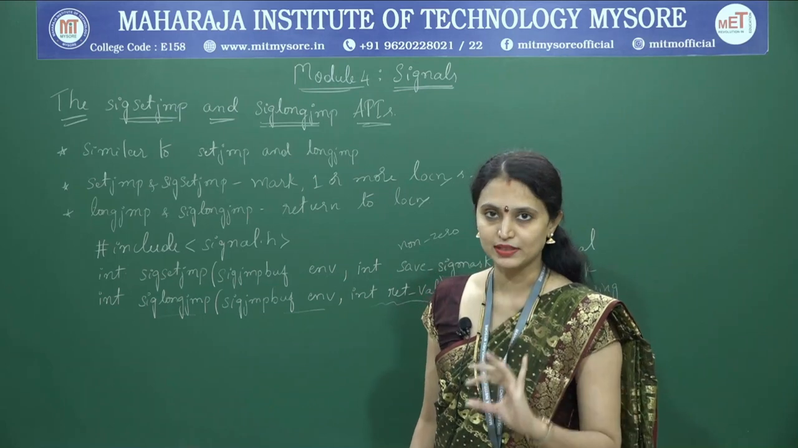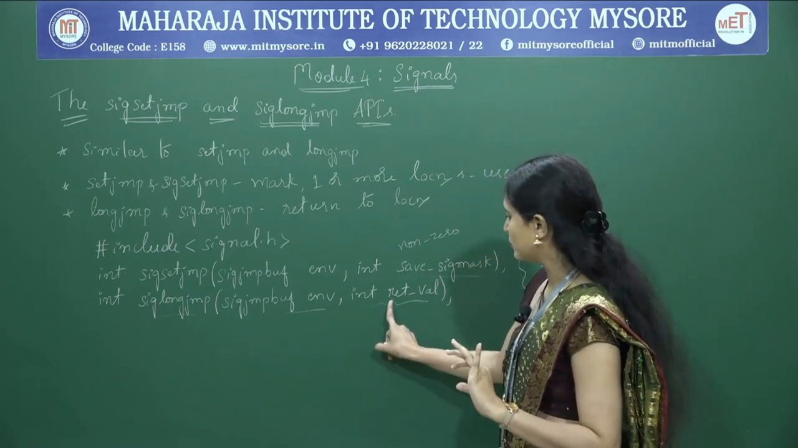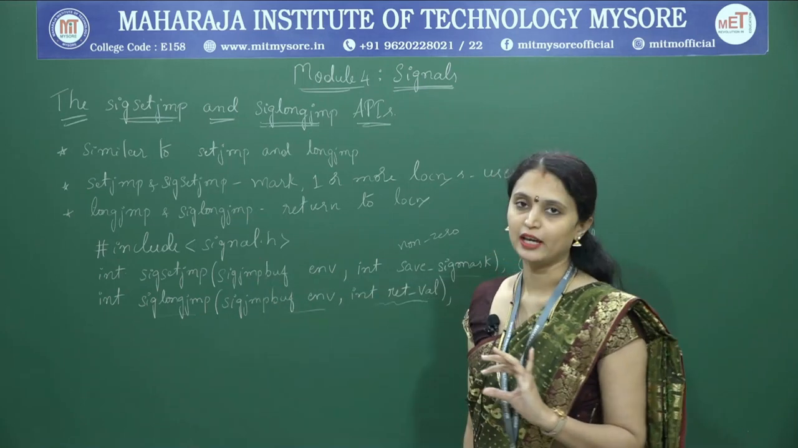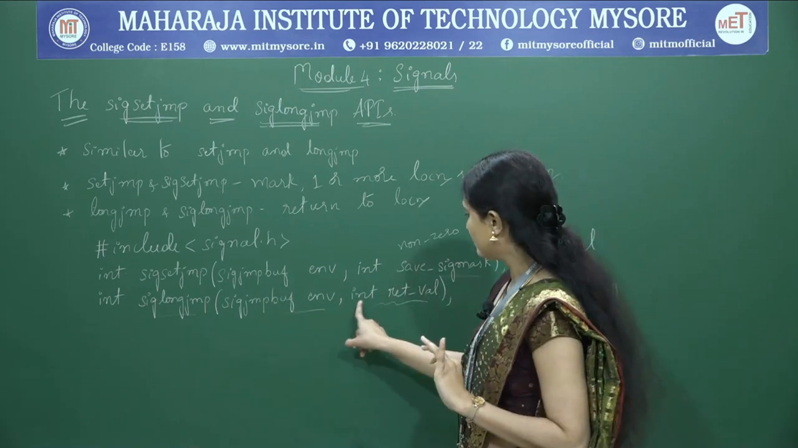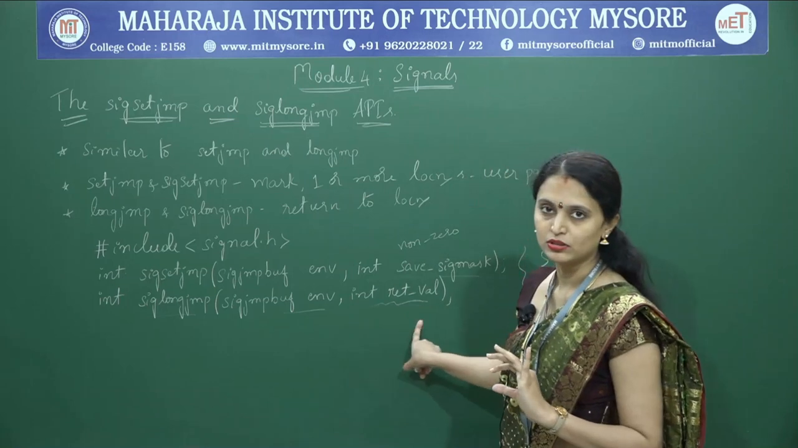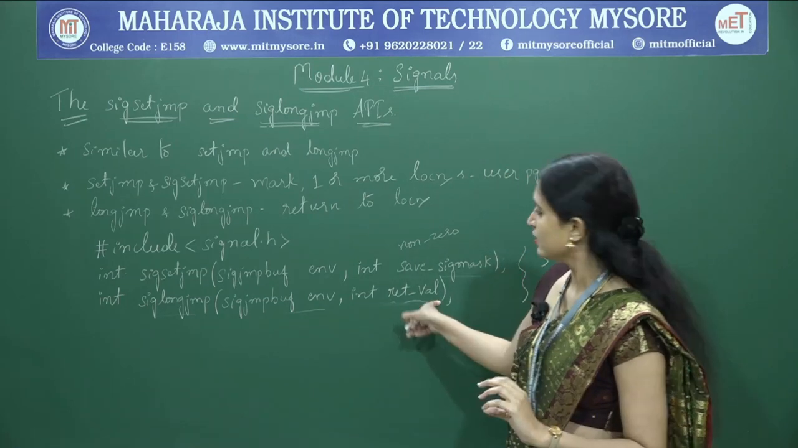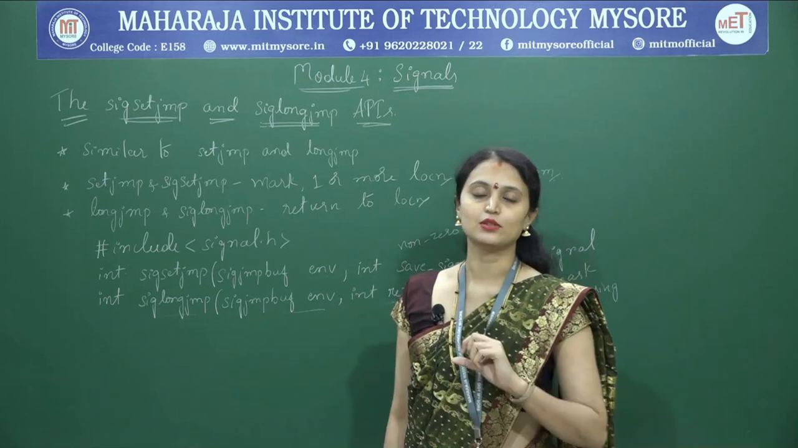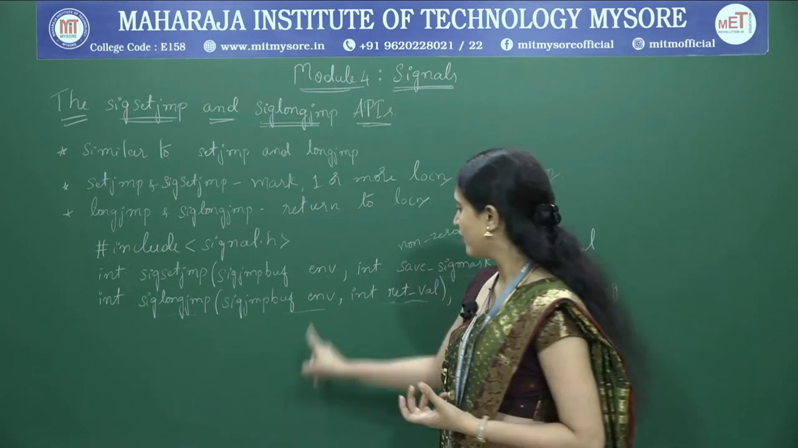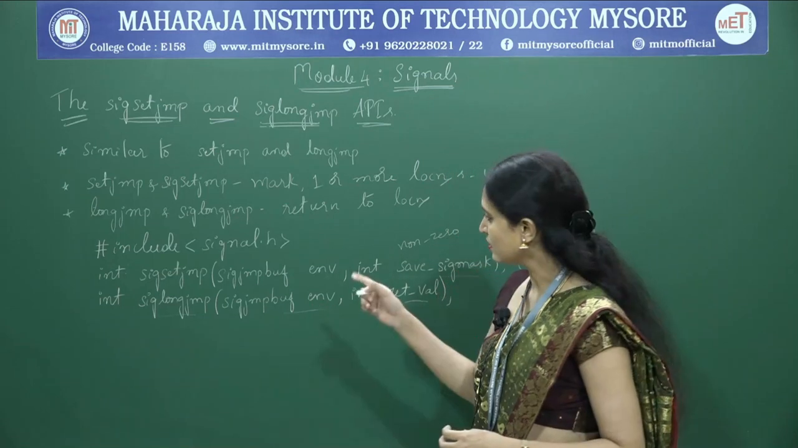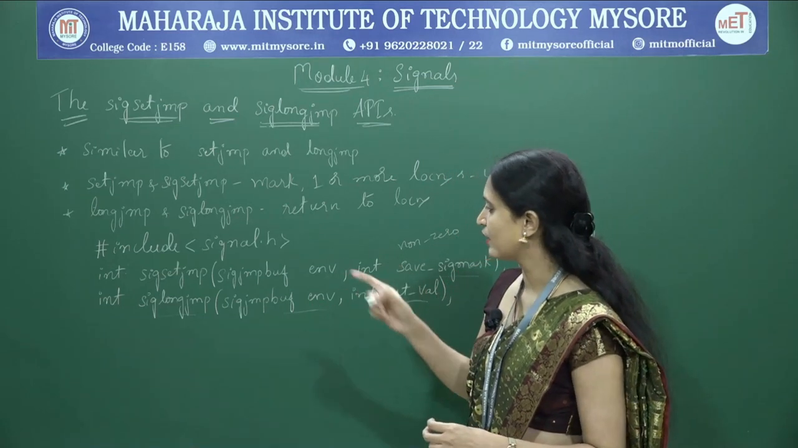I will repeat once again. This corresponds to the return value of the sigsetjmp API. Suppose this has a non-zero value, in that case the process signal mask which is already stored in the environment variable will be restored. Okay, so this is about sigsetjmp and siglongjmp.